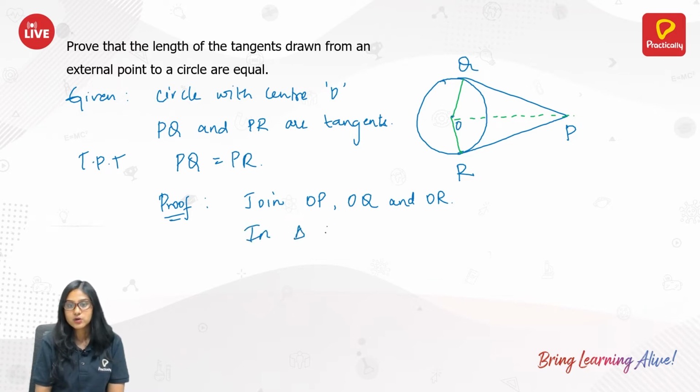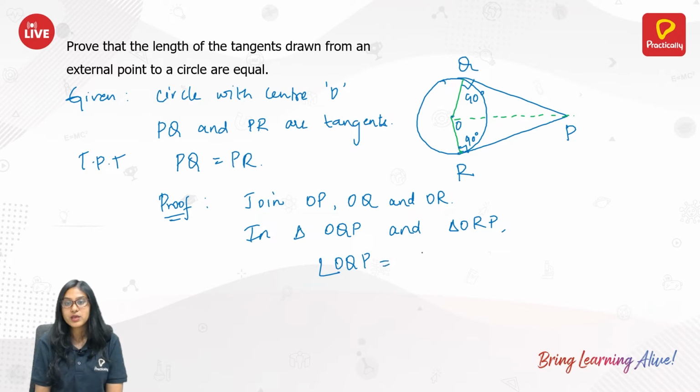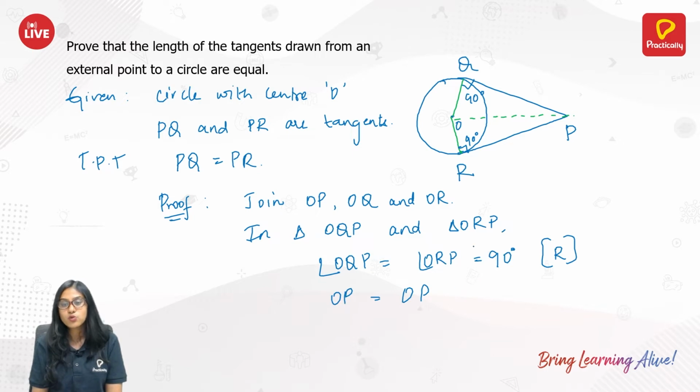Now, in triangle OQP and triangle ORP, what do we know? We know that radius is perpendicular to the tangent at point of contact. So, these will be 90 degrees, 90 degrees, correct? So, angle OQP equals angle ORP equals 90 degrees. That is right angle. Next, OP equals OP. Obviously, there's only one line segment. So, is this a hypotenuse? Of course. Why? Because the side which is opposite to the right angle is hypotenuse. So, this is hypotenuse. Let me just denote it by H.